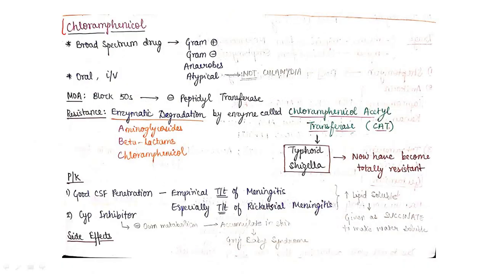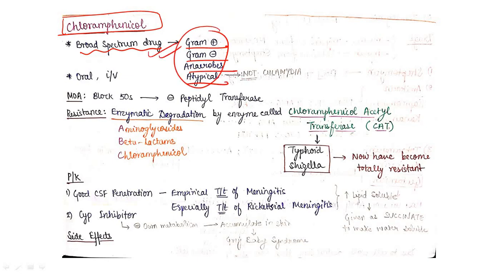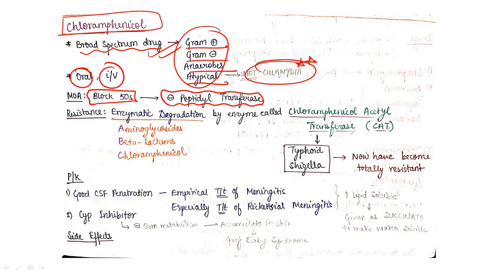Now coming to the next drug, chloramphenicol. Already we have discussed this as an example of a broad spectrum drug. It is a broad spectrum antibiotic, active against gram positive, gram negative, anaerobes, atypicals, all of them. But one exception, chlamydia: chloramphenicol is not active against chlamydia. It can be given orally or through the IV route. What is the mechanism of action of chloramphenicol? It blocks the 50S subunit, and by inhibiting this, it will inhibit the peptidyl transferase enzyme also.